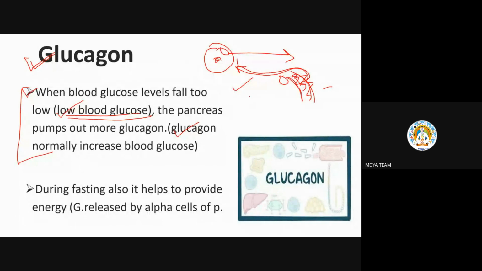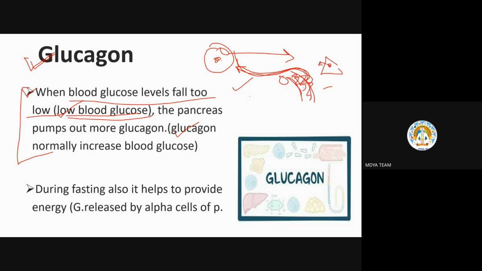So what happens when there is a low glucose level? It is written that the glucose level is too low. At that time the pancreas will send glucagon. By which cells is glucagon released? Alpha cells. Yes, very good. When there is less glucose in our bloodstream, these alpha cells of the pancreas get activated and release glucagon.